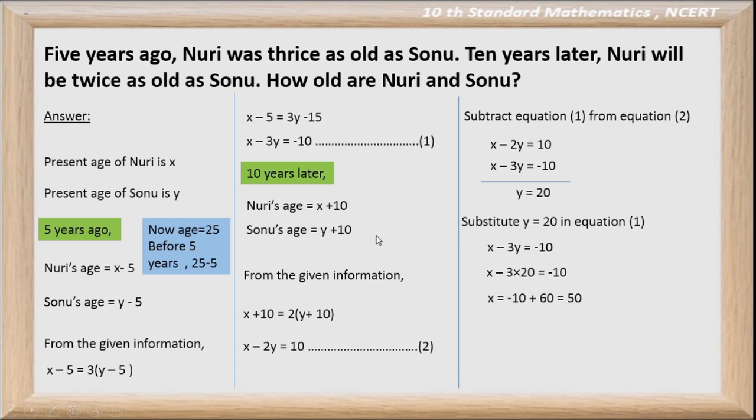X is what? See, we considered that the age of Nuri is x and the age of Sonu is y. So x is the age of Nuri. The age of Nuri is 50 and the age of Sonu is 20. Therefore, Nuri's age is 50 and Sonu's age is 20.